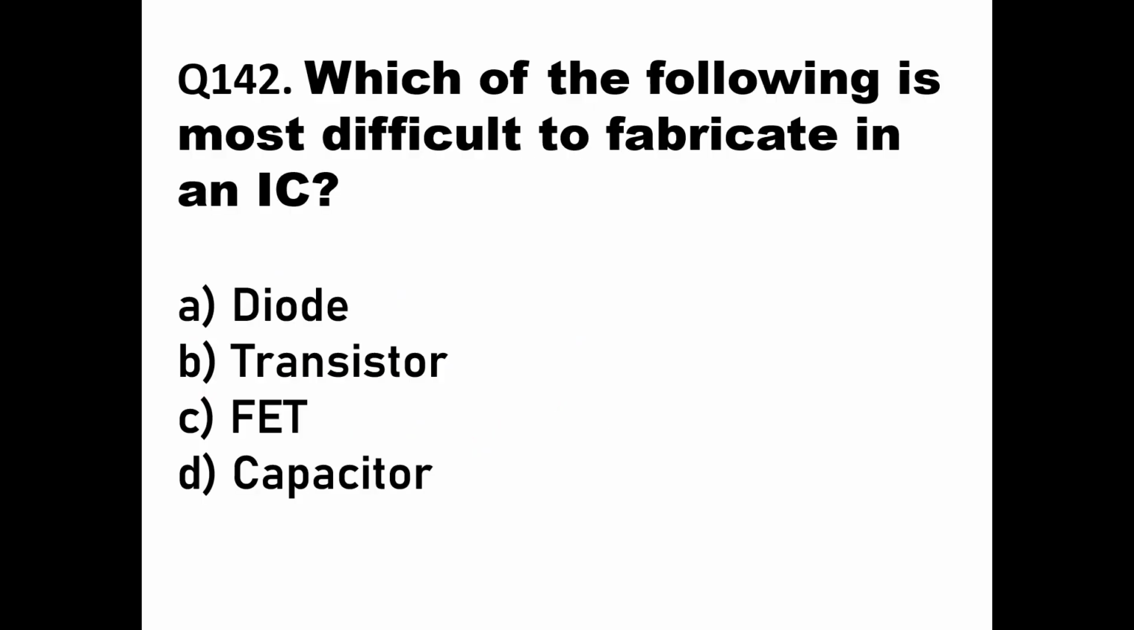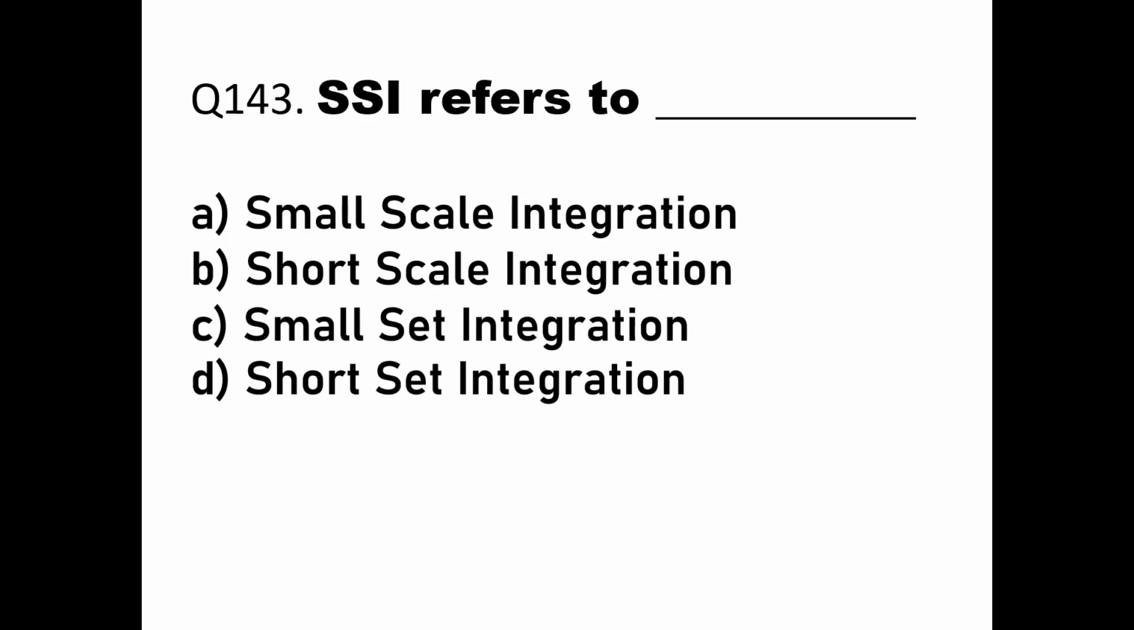Which of the following is most difficult to fabricate in an IC? Okay. Now options if you see here: diode, transistor, FET and capacitor. Diode we can fabricate, transistor we can fabricate, FET also we can fabricate. But fabrication of a capacitor is a little difficult, and therefore here the option will be capacitor. So, which of the following is most difficult to fabricate in an IC? That is a capacitor. Okay. Then we'll go to the next question, question number 143.